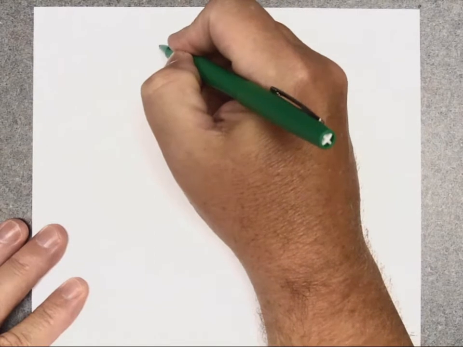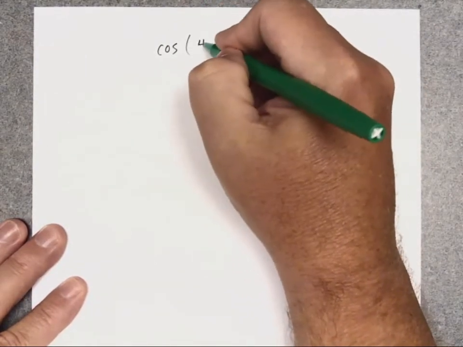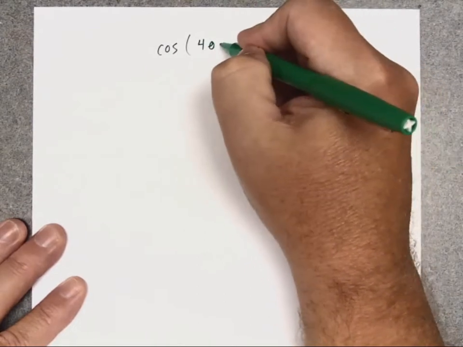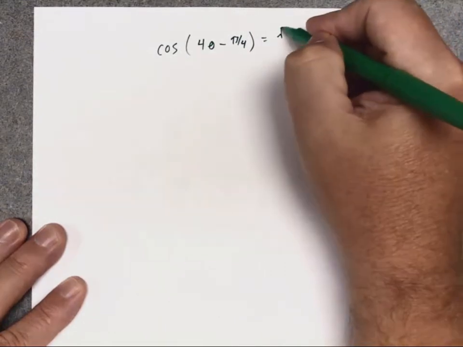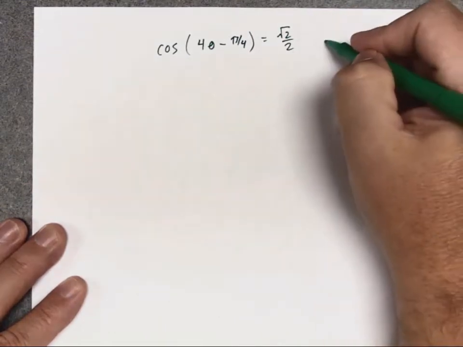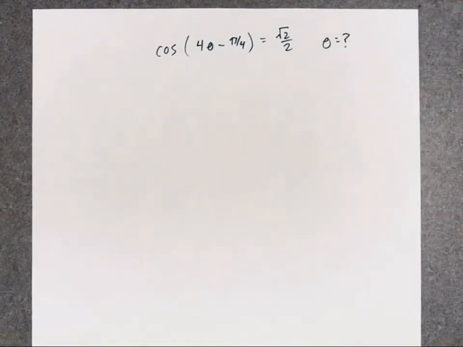And let me do one more problem before I end up doing a third video, it looks like. This is similar to what we just did. Looks more complicated and uglier, but I think we can figure it out. Cosine of 4 theta minus pi over 4 equals square root of 2 over 2. And we're trying to solve for theta.